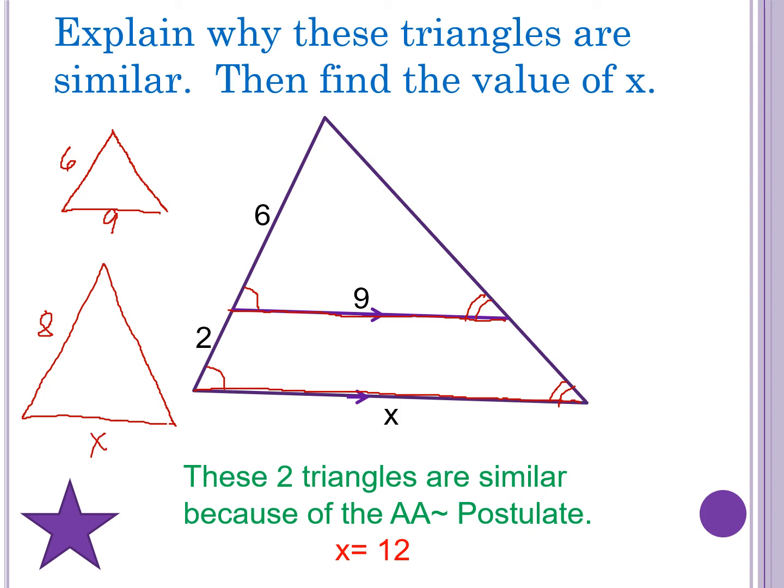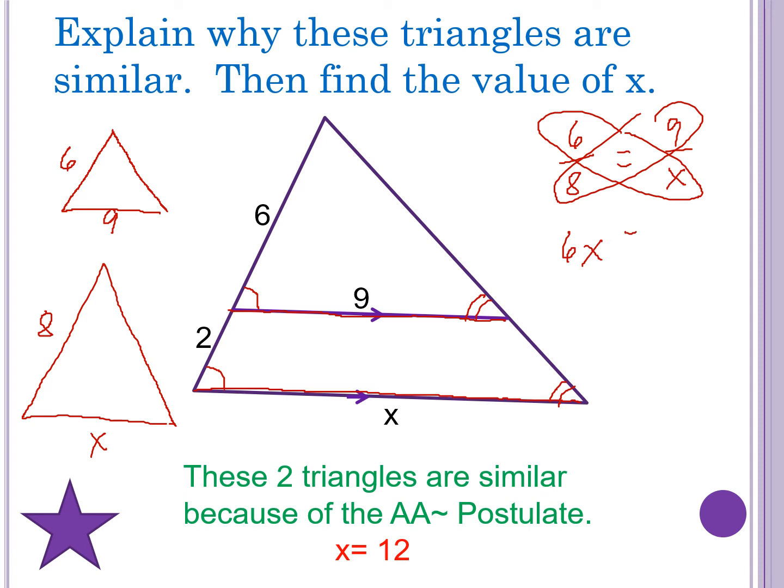So in order for us to solve for x, we form a proportion out of the given corresponding sides. So we have 6 is to 8 is equal to 9 is to x. Cross multiply, we have 6x is equal to 9 times 8, 72. Divide both sides by 6. Therefore, x is equal to 12.